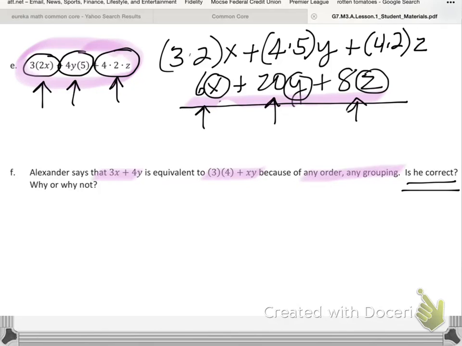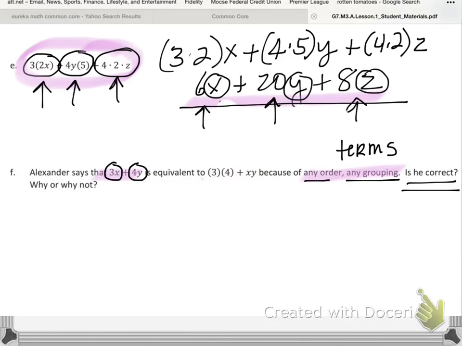Well, Alexander is, of course, incorrect. Now, this any order, any grouping does apply to terms. If you notice, we have 2 terms here. The way he has laid it out, he's made this into 3 or 4 terms, and you can't do that. You can't mess with things that way.